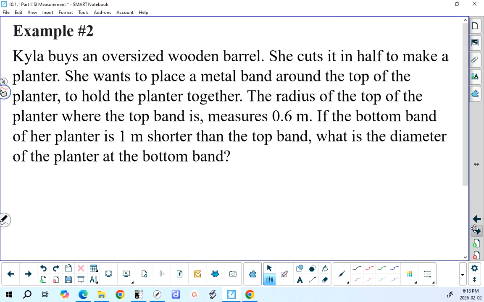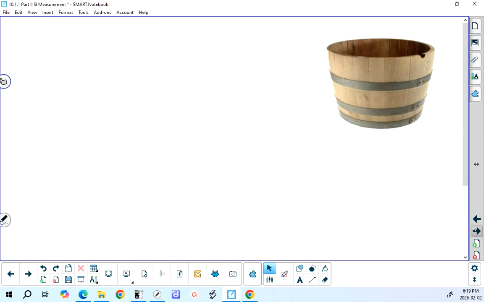Let's look at the next example. We have a large wooden barrel that Kyla has bought, and she's cut it in half to make a planter. She's going to put a metal band around the top of the planter, and that's going to hold the thing together. You're told the radius of the top is 0.6 meters. You're told the bottom band is 1 meter shorter than the top band, and you're asked for the diameter of the bottom. So here's a picture of the planter.